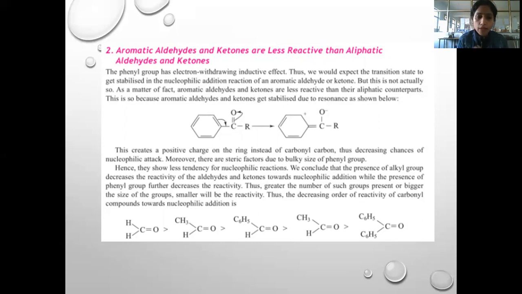So we conclude that the presence of alkyl groups decreases the reactivity of aldehydes and ketones towards nucleophilic addition, while the presence of the phenyl group decreases the reactivity further. The greater the number of such groups present or the bigger the size of the group, the smaller will be the reactivity. If you get a question like this, where you're given 5 compounds and asked which one is more reactive, you just have to see the number of alkyl groups. More the number of alkyl groups, more will be the steric hindrance. I think the fourth option is incorrect.